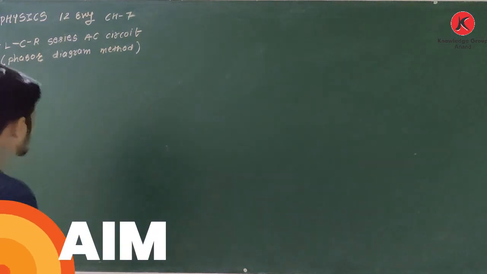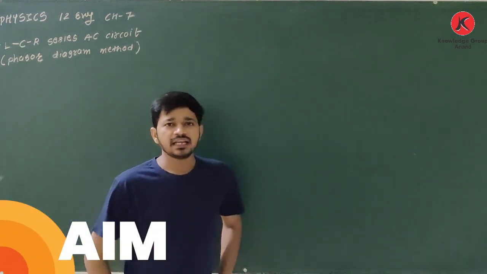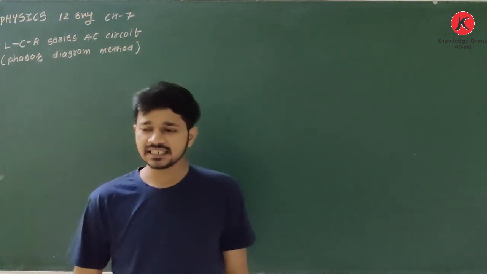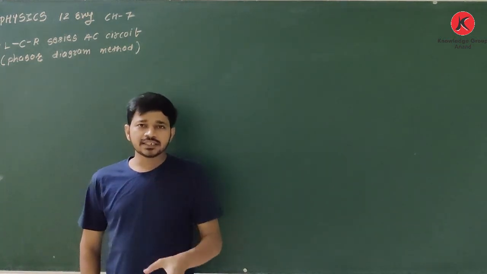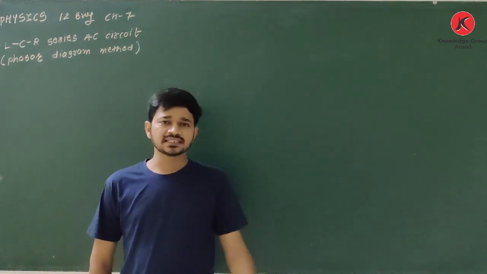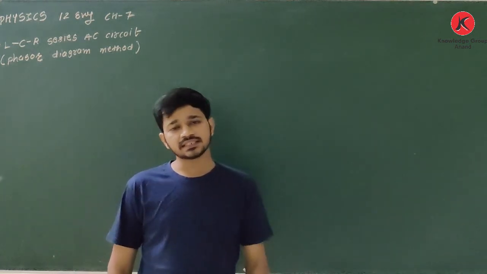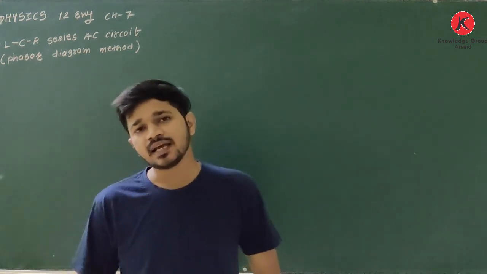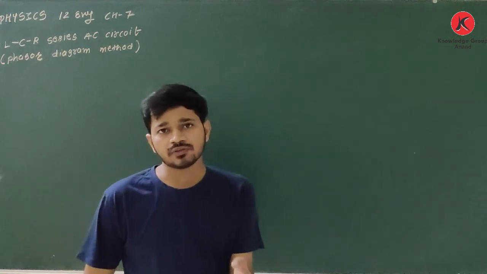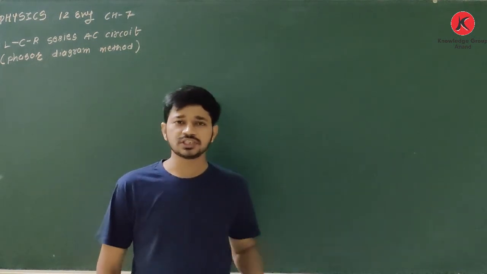LCR series AC circuit. In the last lecture we discussed the LCR series AC circuit, where an inductor having inductance L, a capacitor having capacitance C, and a resistor having resistance R are connected in series with an AC source. Then what is the second order equation of charge?